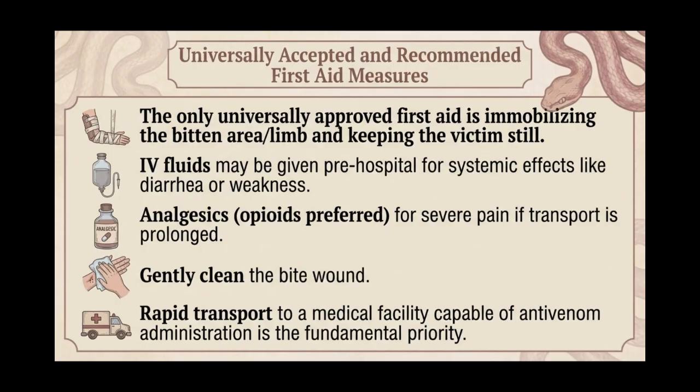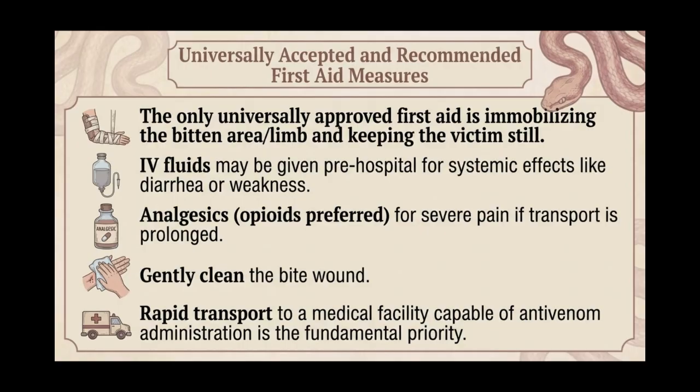The only universally approved first aid treatment for snakebite, applicable worldwide, is to immobilize the bitten area or limb and keep the victim as still as possible. Although this method has not been proven through clinical trials, it is supported by extensive anecdotal evidence. For patients who experience systemic effects such as diarrhea or weakness, administering intravenous fluids before reaching a hospital can be beneficial.